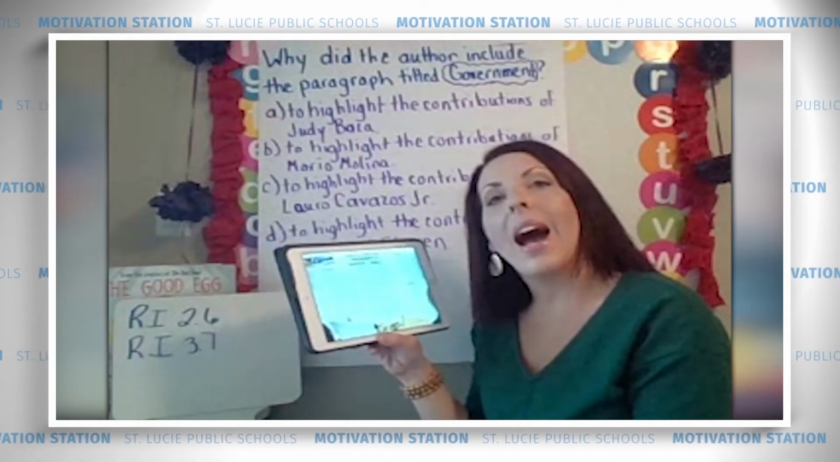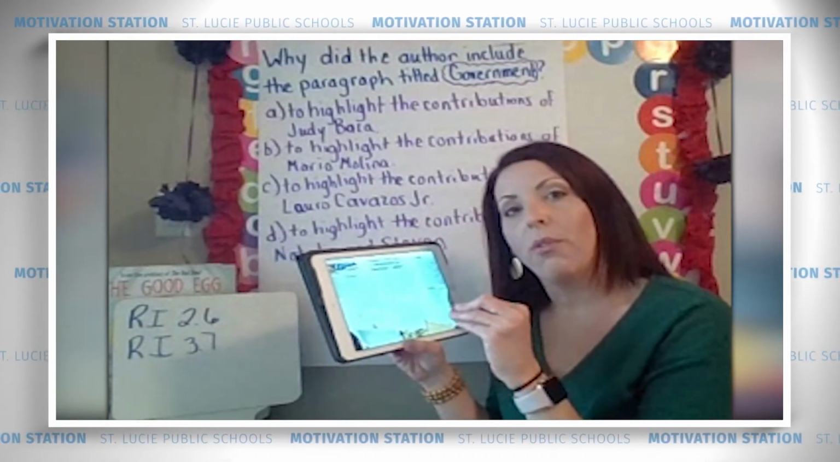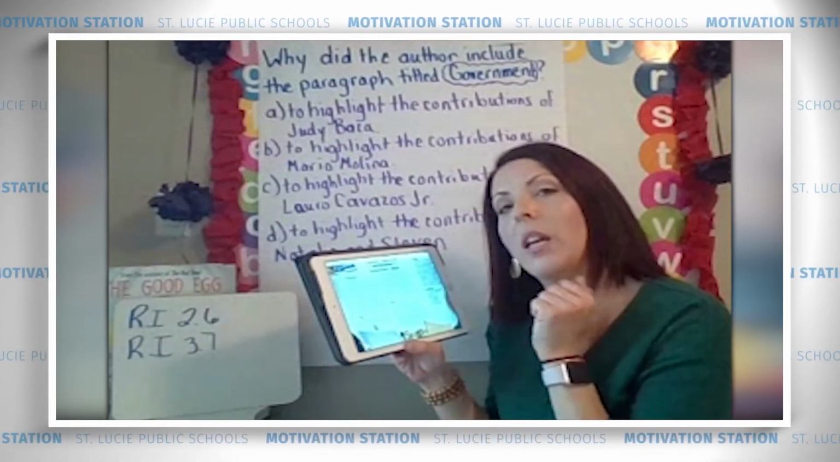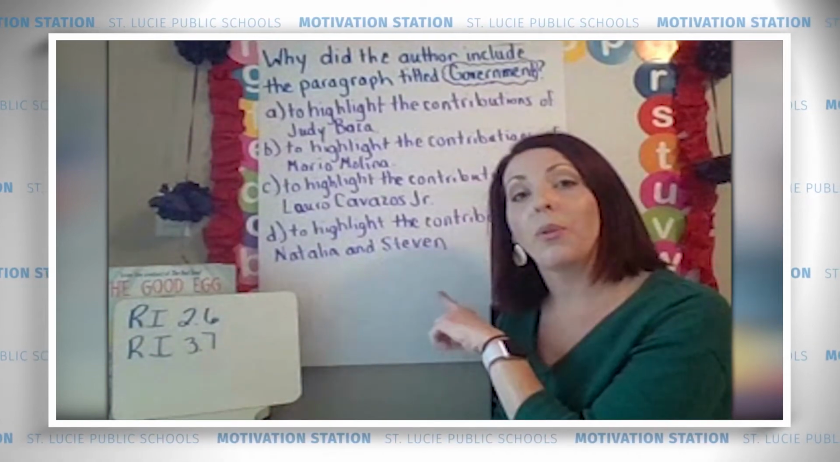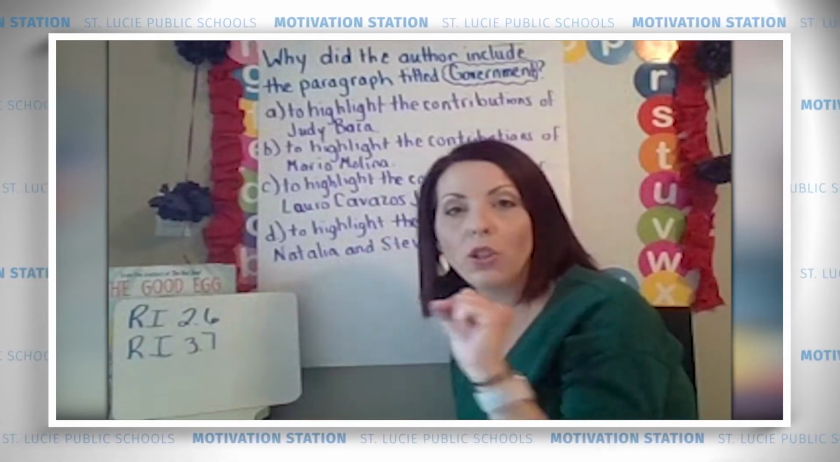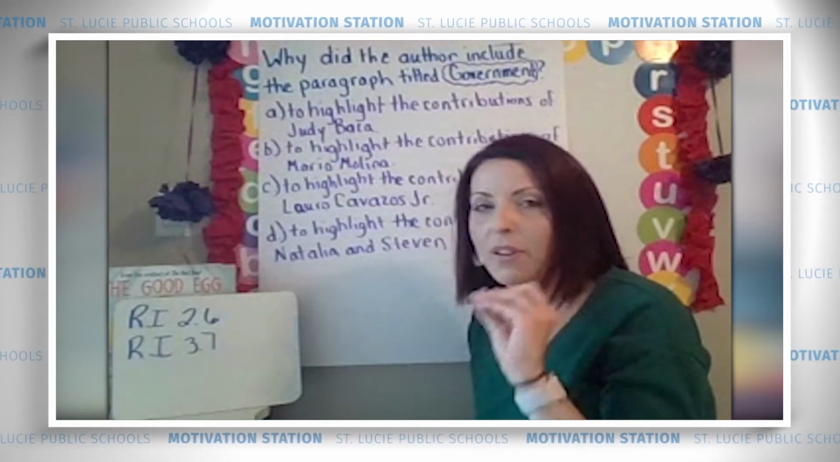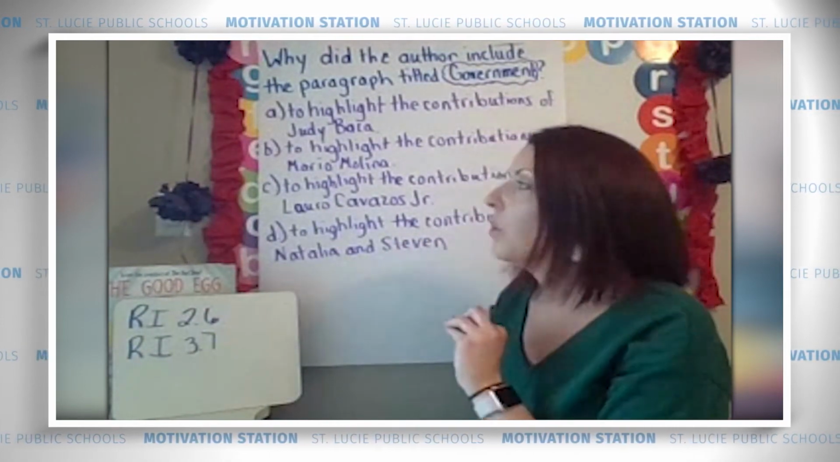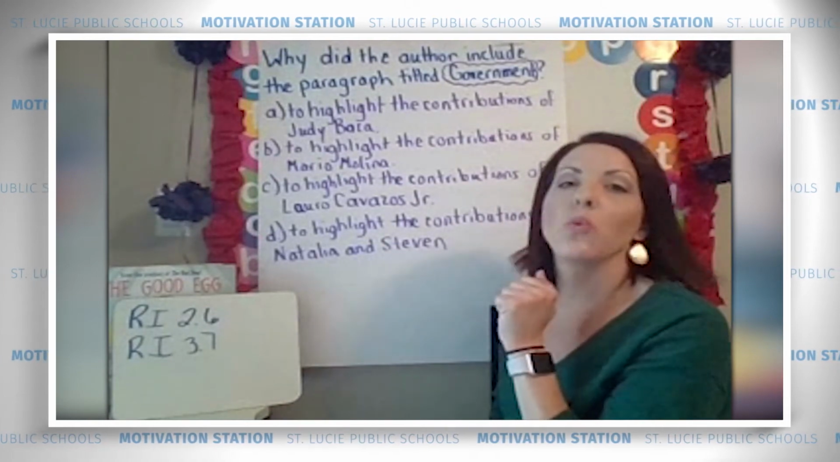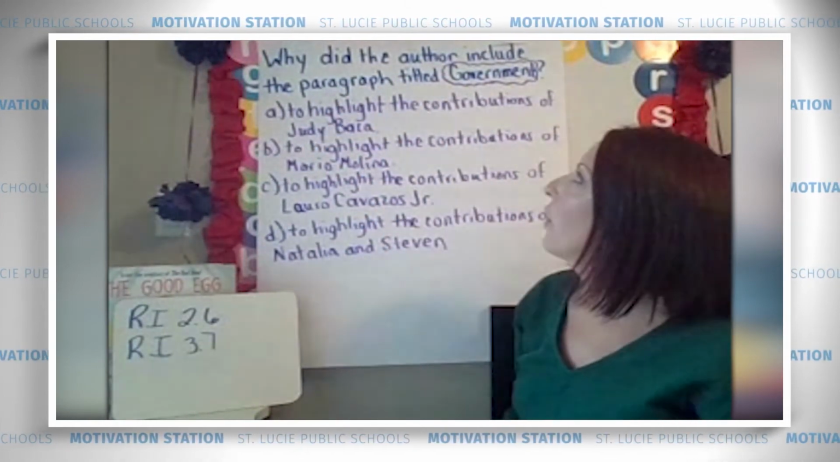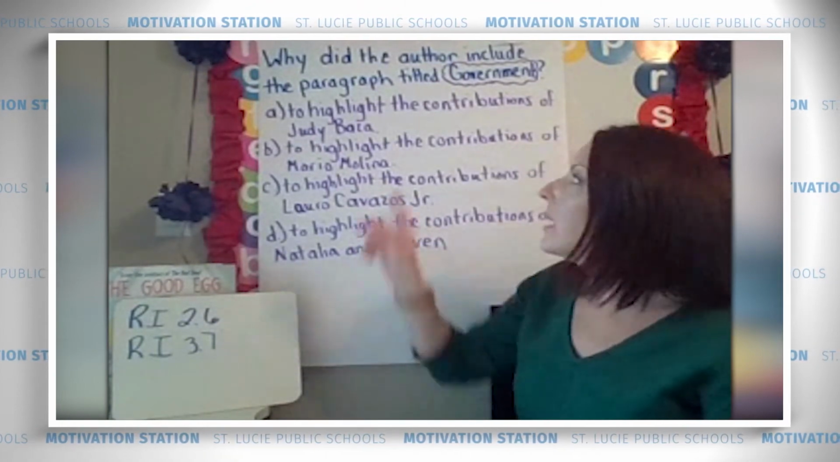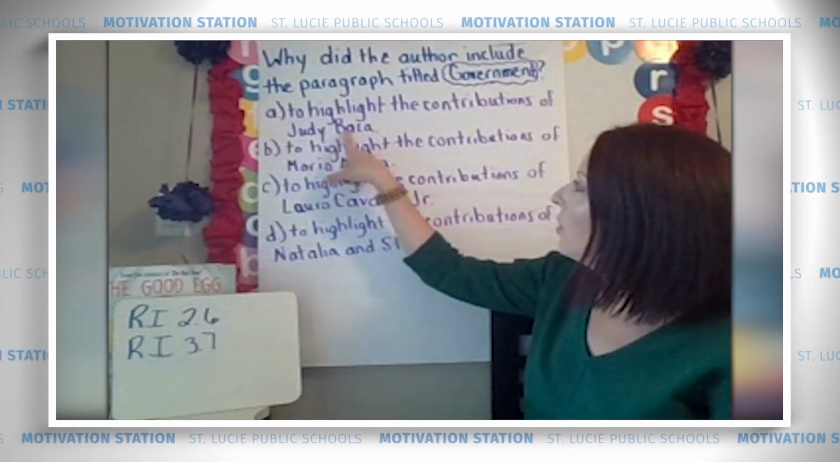Okay, boys and girls, so I read about a few Hispanic Americans. But with the RELAX strategy, we want to go back and we want to reread. We want to evaluate, that's that E, every possible answer, right? So we want to make sure that we go through each one. So let's go ahead and let's reread. Why did the author include the paragraph titled government? Is it to highlight the contributions of Judy Baca?